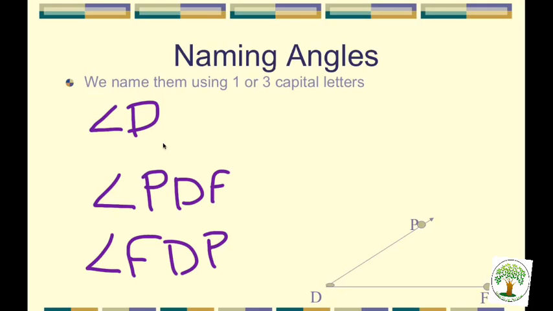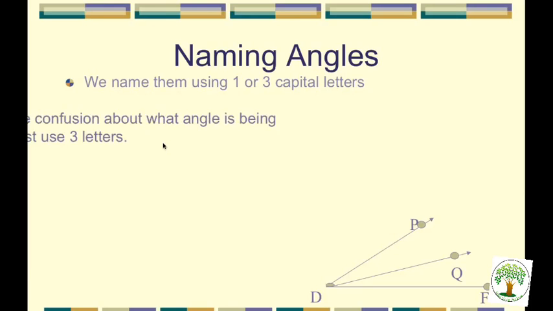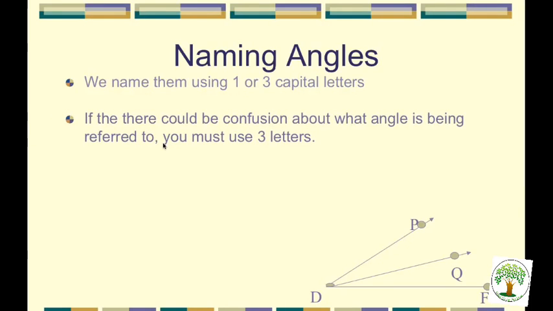Like I just said, there's going to be a time when just using one letter will not be sufficient. I'm going to do a new drawing here. I'm going to add a line, okay? Right now, if I name this angle D, you will not know what I'm talking about. And it would be confusing. And mathematicians and geometers do not want to be confusing. They want to know exactly what we're talking about. So if there is some confusion about what angle is being referred to, you must use 3 letters.